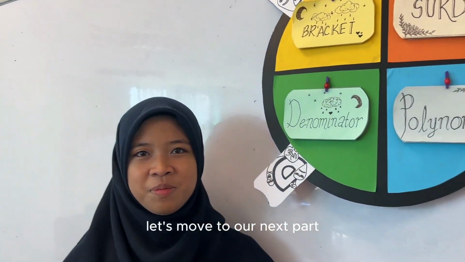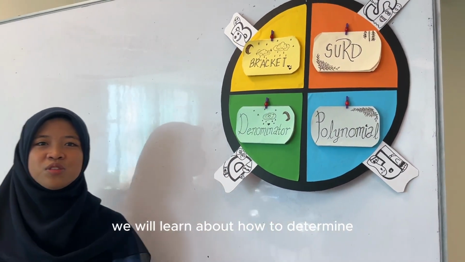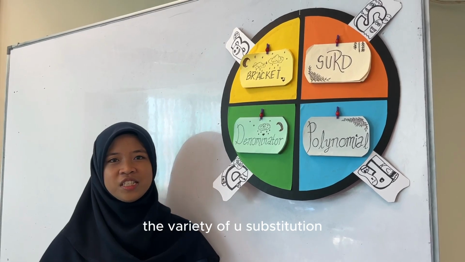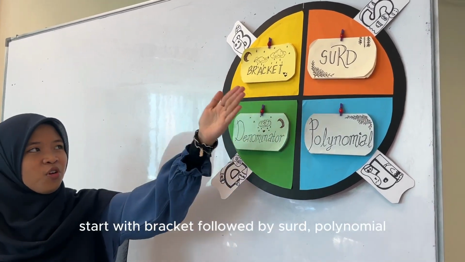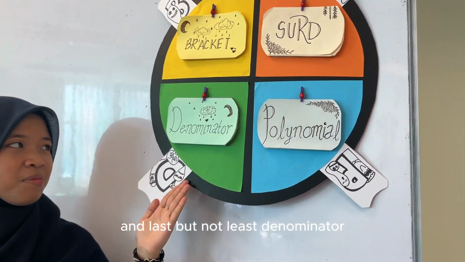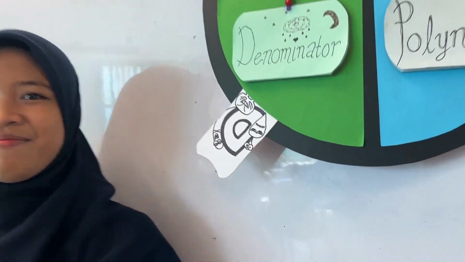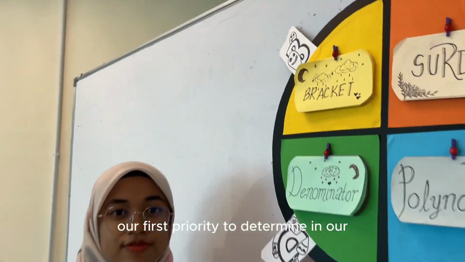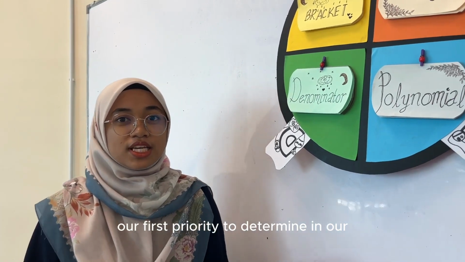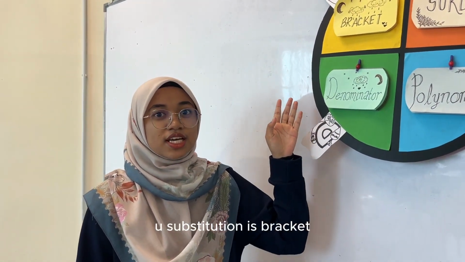Let's move to our next part. We will learn about how to determine the priority of using substitution. Start with bracket, followed by surd, polynomial, and last but not least, denominator. Our first priority to determine in our use of substitution is bracket.